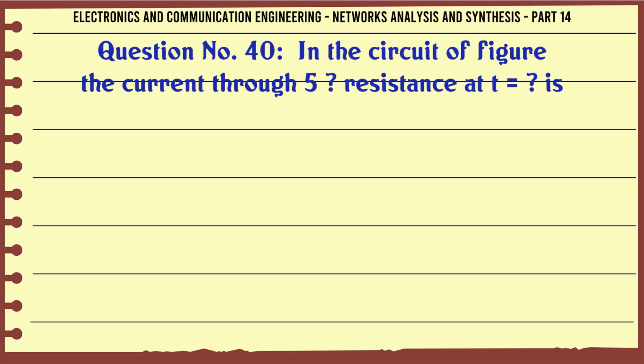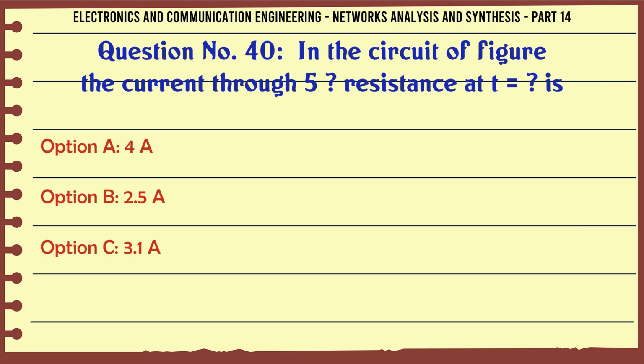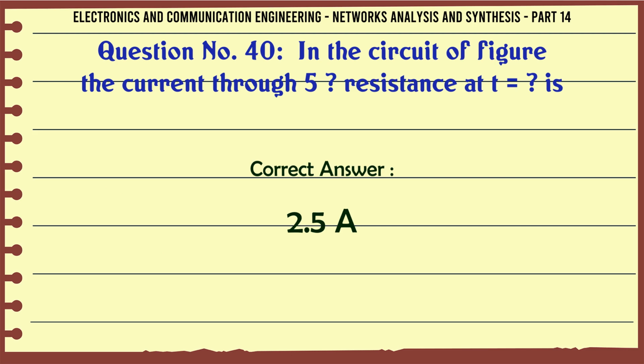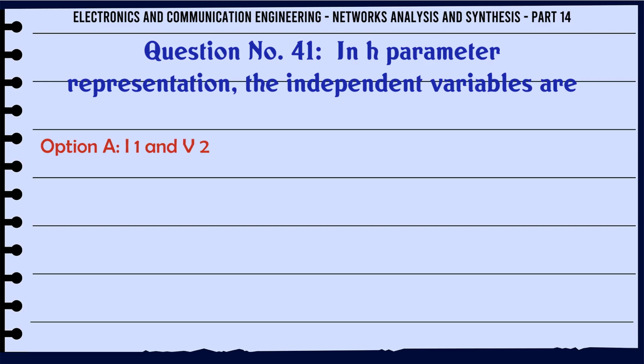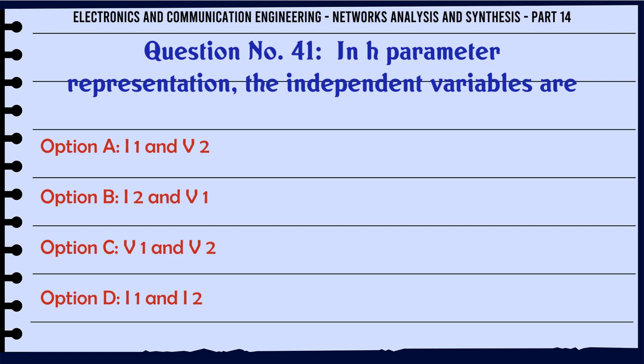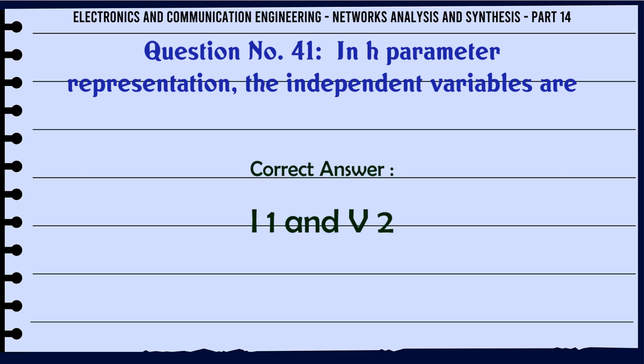In the circuit of figure, the current through the 5 ohm resistance at t is: A, 4A; B, 2.5A; C, 3.1A; D, 0A. The correct answer is 2.5A. In h-parameter representation, the independent variables are: A, I1 and V2; B, I2 and V1; C, V1 and V2; D, I1 and I2. The correct answer is I1 and V2.